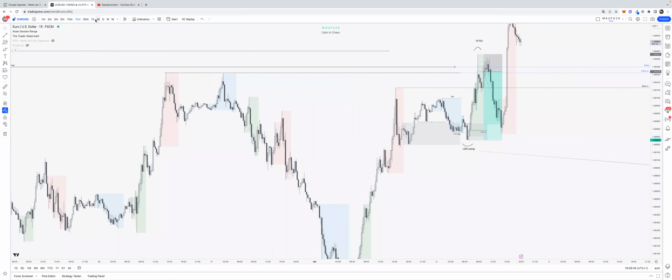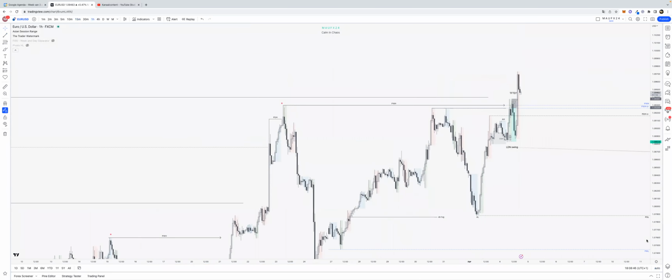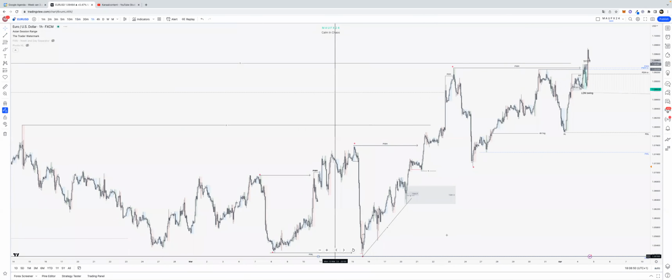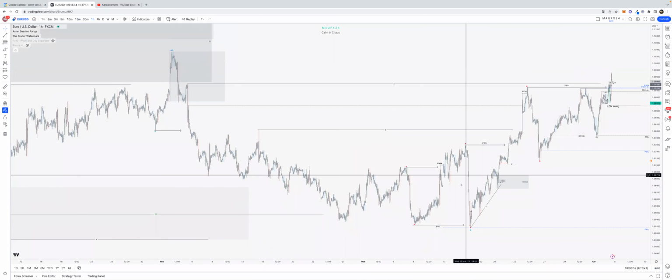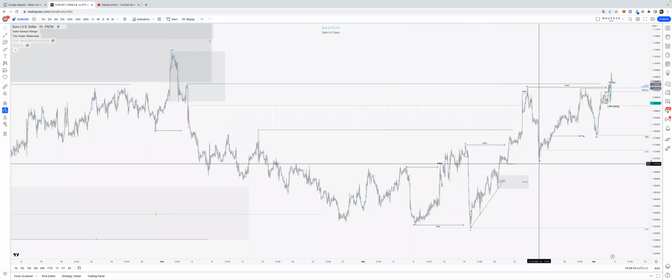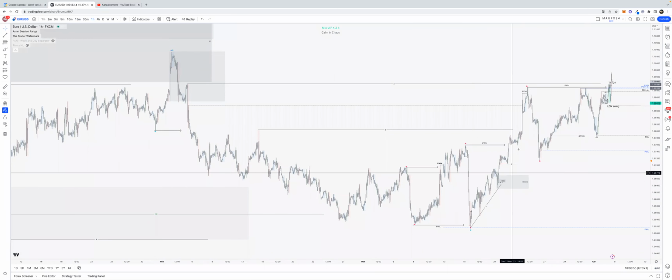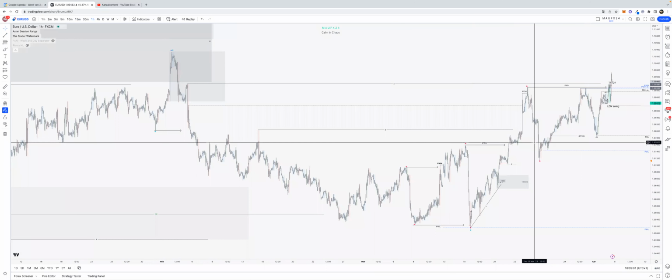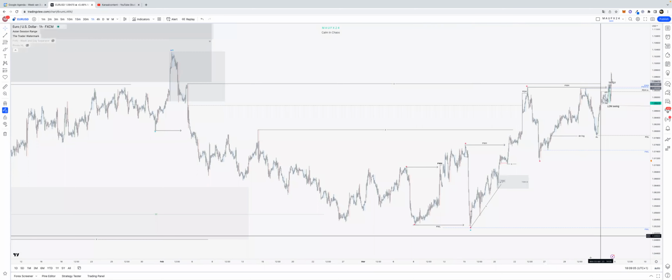Then my secondary confluences were that we reached discount for this leg. So we had, let me zoom out one more time. We had this bullish break, return to discount and continuation. This was our internal range liquidity for that leg that was taken out. And we broke bullish.